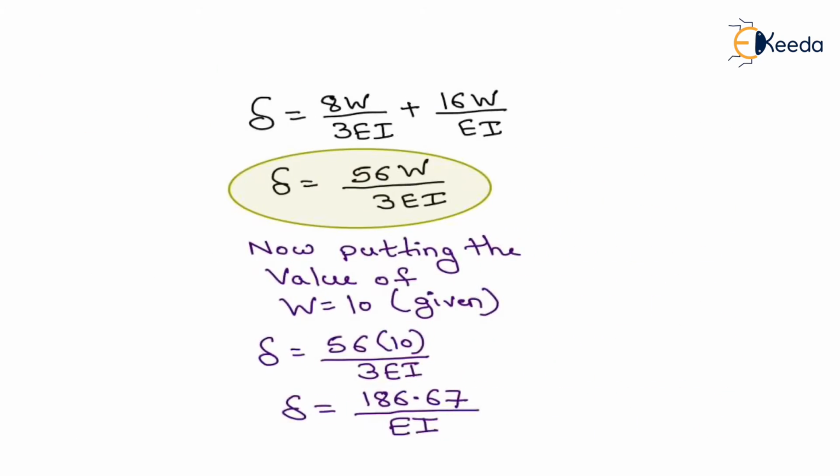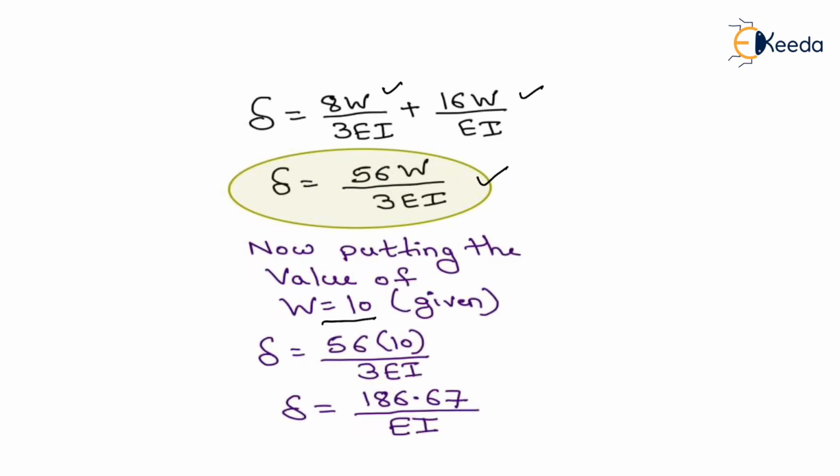Now we calculate the deflection, which will be equal to the sum of both these values, that is 8W upon 3EI and 16W upon 3EI. Now we have the total displacement, that is 56W upon 3EI, which will be the displacement of joint C in terms of W. Now we have the value of W equal to 10 kilonewtons.